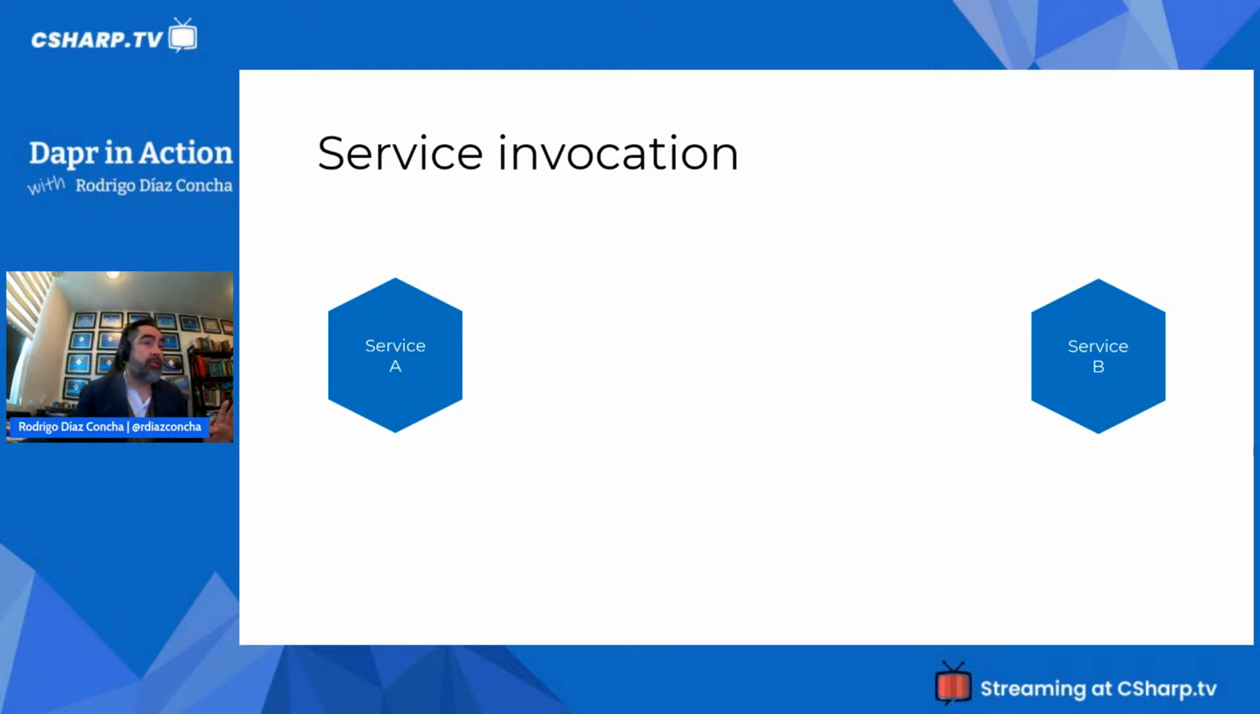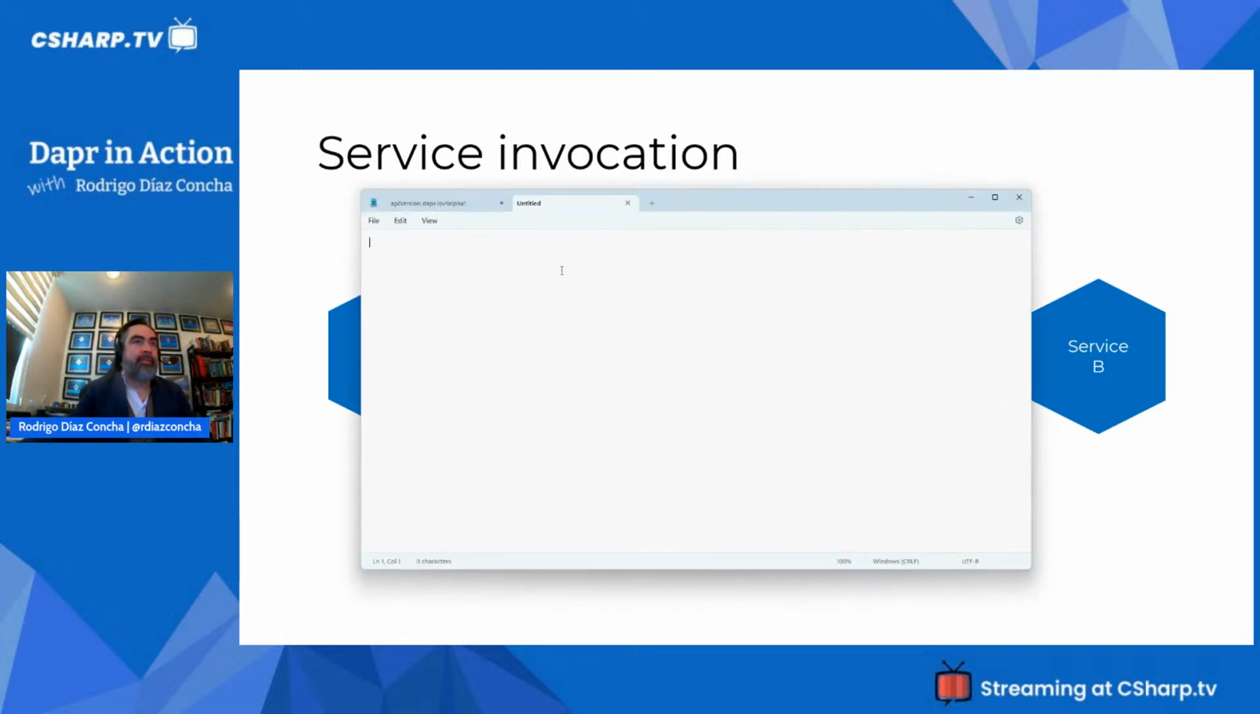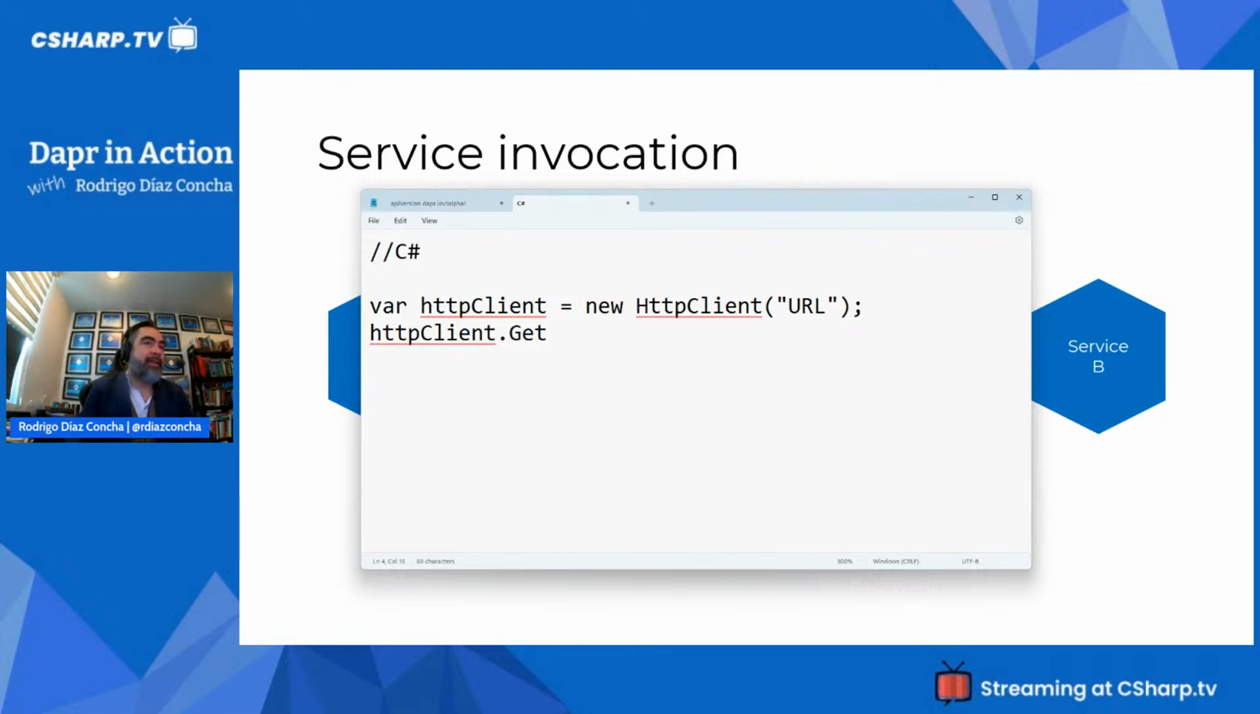Okay, let's go ahead and see what's going on here. Let's say that you need to communicate from service A to service B in a synchronous way. How do you do that without Dapr, right? How do you do that today without Dapr? So sometimes you do something like, if you're using C#, var httpClient = new HttpClient, and then pass the URL, just like this. And then httpClient GetStringAsync or PostAsync or whatever floats your boat, right?